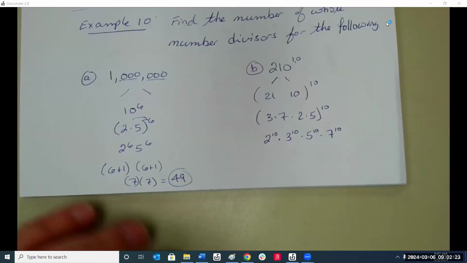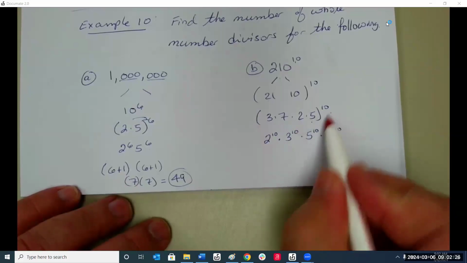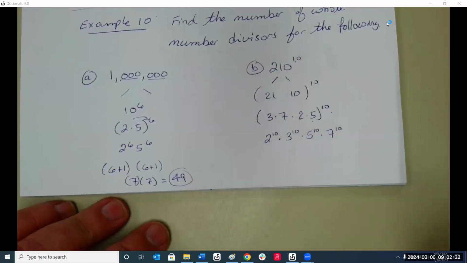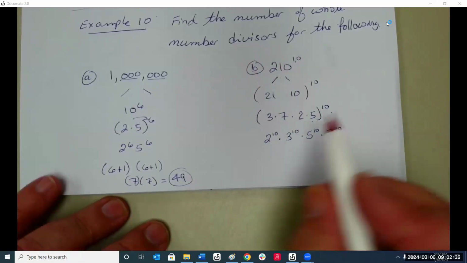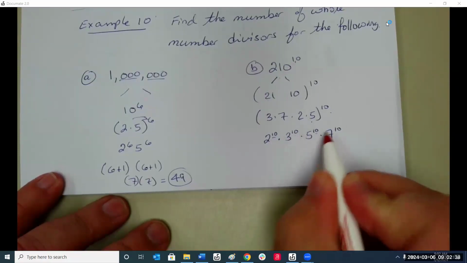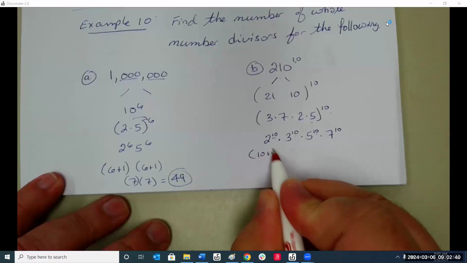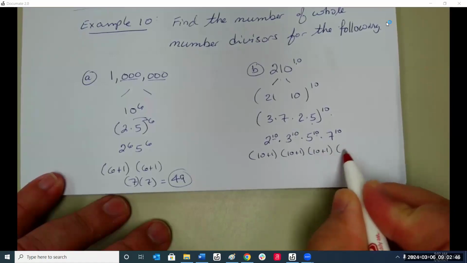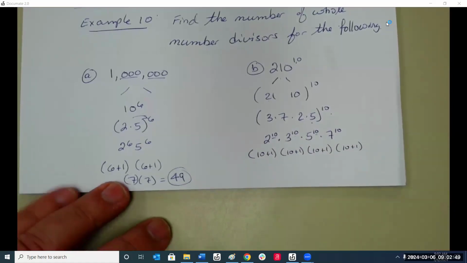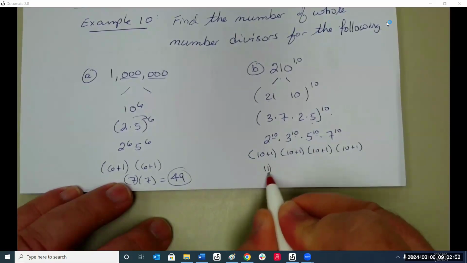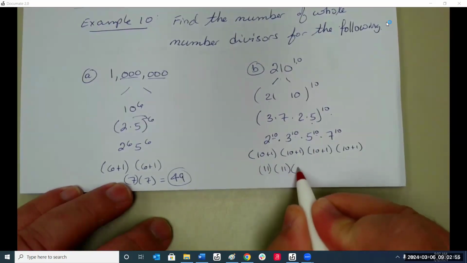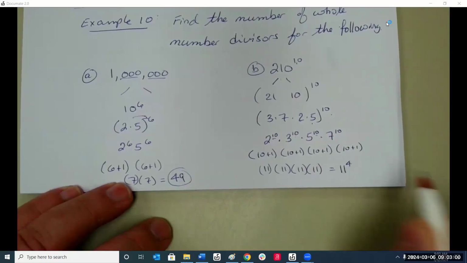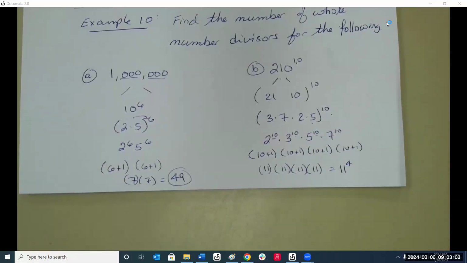Everybody follow that so far? I made the inside prime numbers and I raised them all to the 10th power. So how many whole number divisors do I have? Well, you have to take each one of these and add 1 to them. That's what the theorem just told us. So we have 11 times 11 times 11 times 11, which is 11 to the 4th. Whatever that is, that's what your answer is.